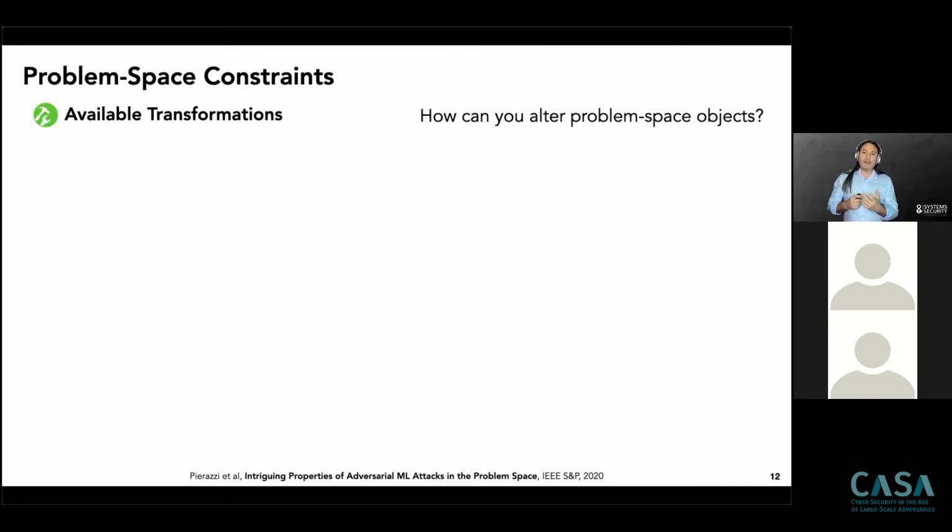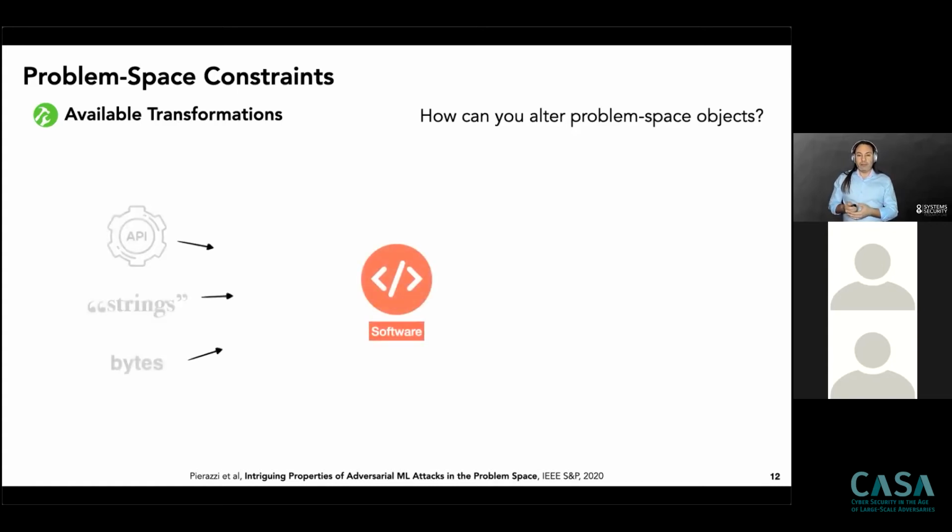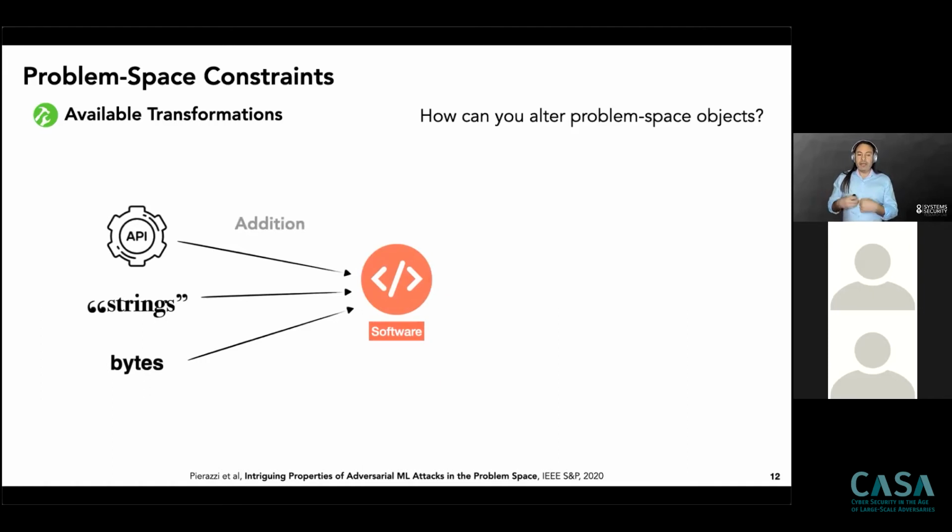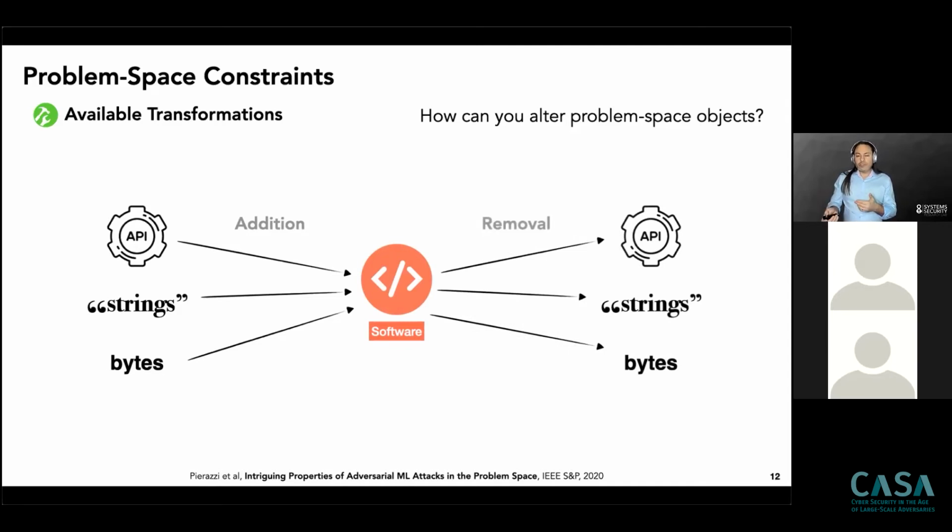So we need to identify the set of available transformations that can help us to alter the problem space objects. For instance, we can add an API, and this transformation will induce a perturbation, of course, in the feature space. In the context of software, we can add APIs, strings, or bytes. And of course, we can also remove APIs, strings, and bytes. These are all available transformations that we may rely on. Of course, when we perform these actions, specifically removal, but also addition, depending on how you do the addition, we need to pay particular attention to not remove any specific behavior that we would like the original software to maintain.